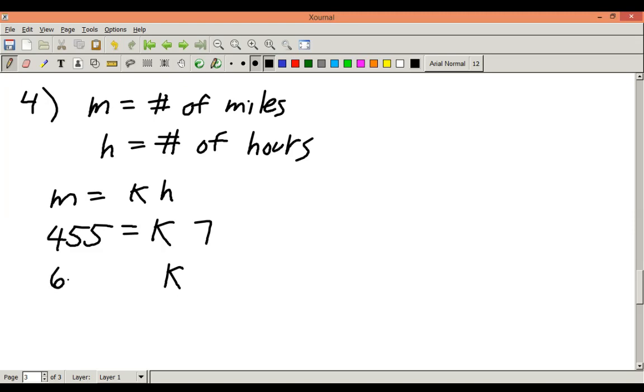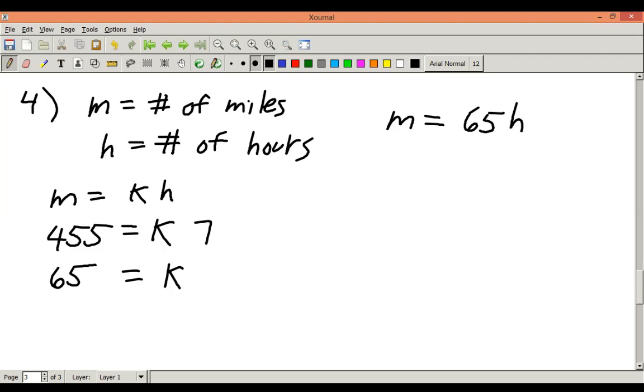So that's really a rate, that's miles per hour, for our constant of variation. Let's take that k that we just found, put it back in the starting equation that we began with. So m, the number of miles, equals 65 times h, and plug in our new information.